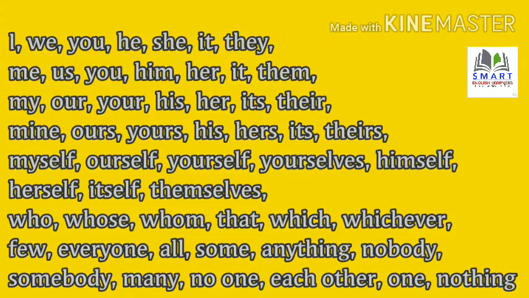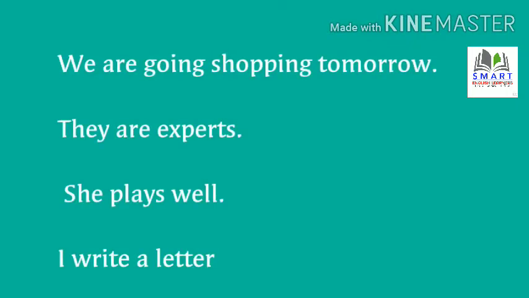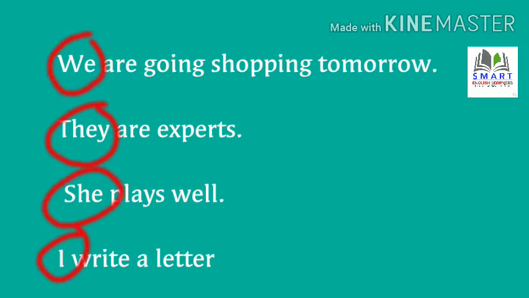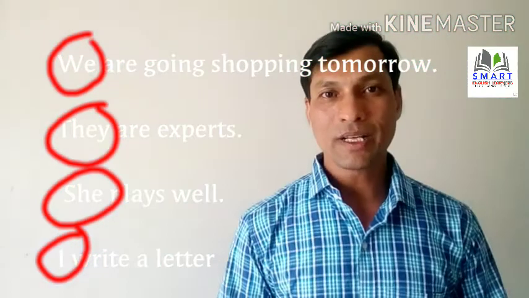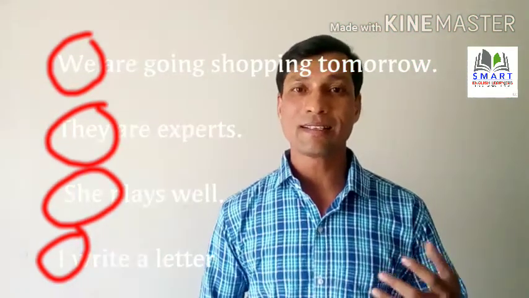I want you to take a look at these words. I hope you are familiar with these words. These are all pronouns. Now let's look at them one by one. Look at these sentences. We are going shopping tomorrow. They are experts. She plays well. I write a letter. Can you identify pronouns from these sentences? We, they, she, I. These are called subjective pronouns because these words function as subjects in the sentence.